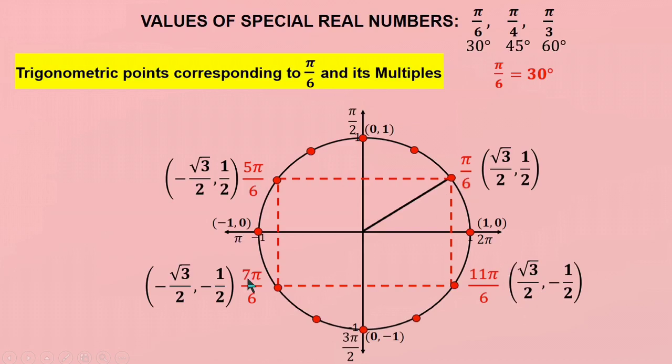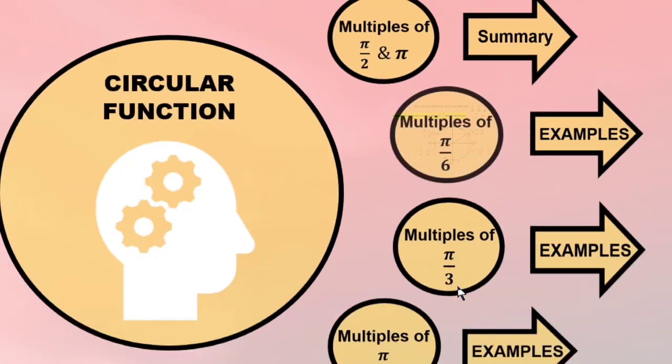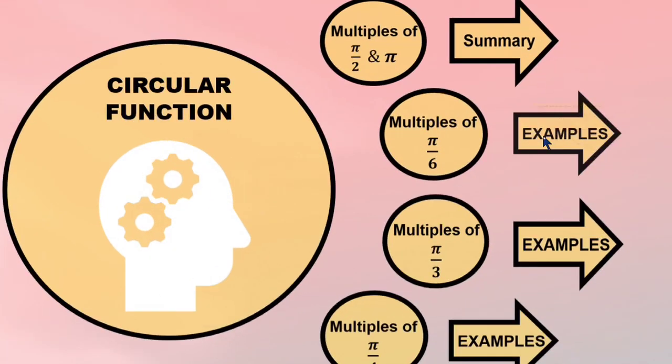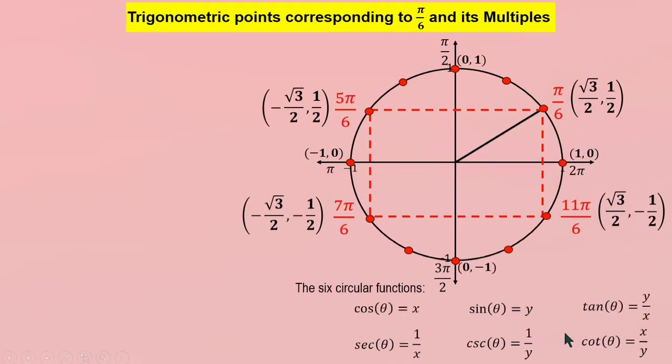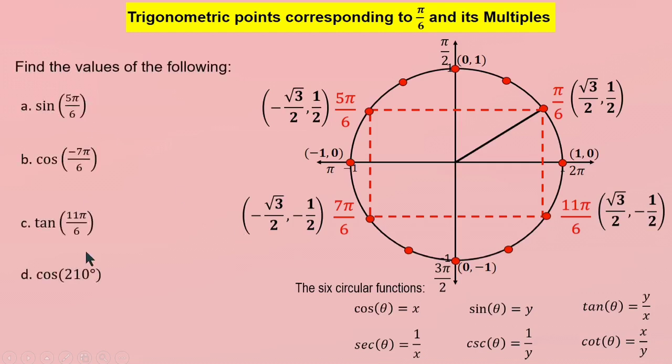We use this concept to determine the values of circular functions that are multiples of pi over 6. Examples. Recall that these are the 6 circular functions, and let us find the values of the following. These are multiples of pi over 6. Just remember that if the given value is positive, we count in a counterclockwise direction, while clockwise if the given value is negative. Letter A, find sine 5 pi over 6.